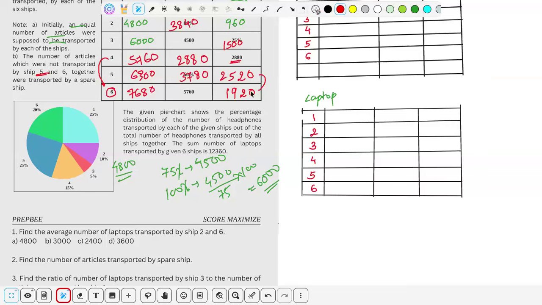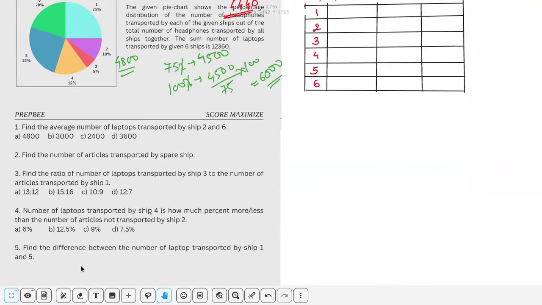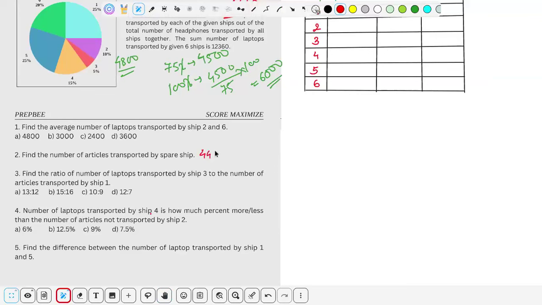So let's add it. What we will get? So we will get 0, then 4, 14, 4 carrying 1, that's 4440. So yeah, 4440 is the answer for this question.